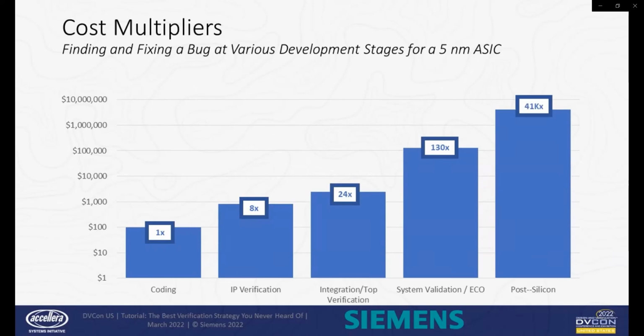In early stages of the project, the cost is predominantly due to labor and other resource expenses. Notice that a bug found at the IP verification stage is 8 times more costly than if it is found at the coding stage. This is due to the increase in resources required to identify and triage bugs after coding. Obviously, the cost multiplier increases significantly during the post-silicon stage, where expenses include not only labor, but also expenses associated with building hardware, such as silicon and validation boards and prototypes.